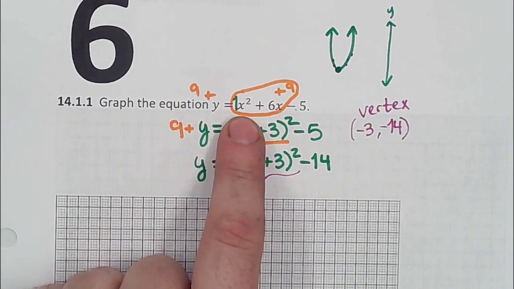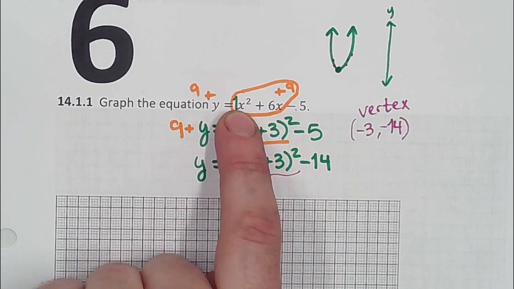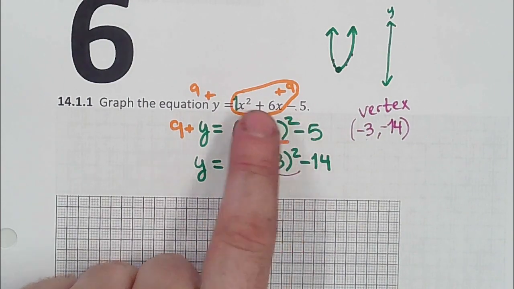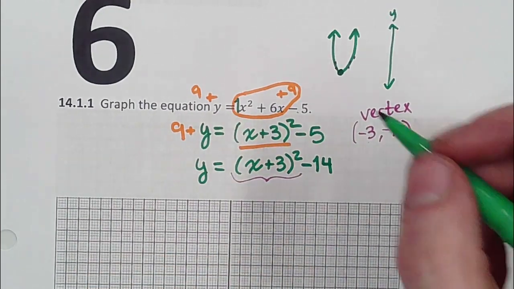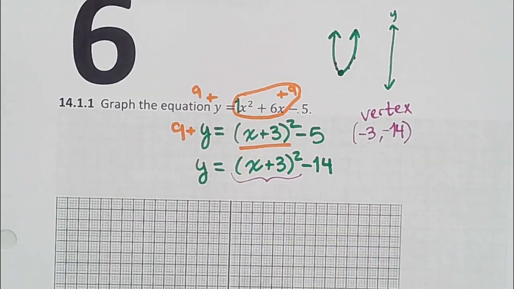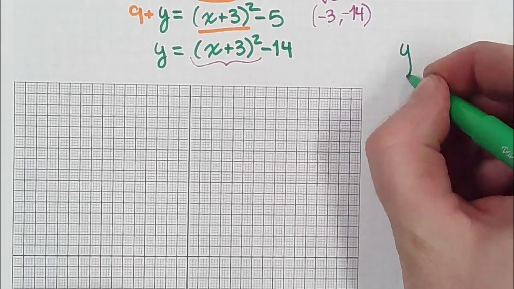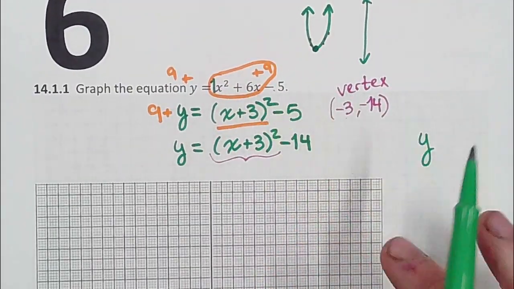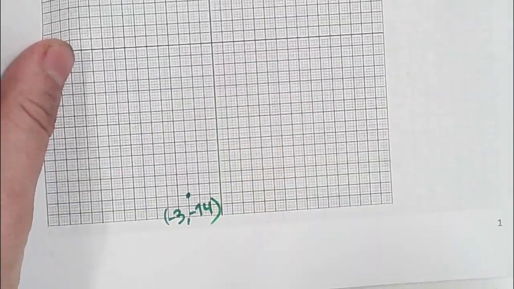Now, this has an a value in the front of 1, right? Talking about our standard form, A is 1, B is 6, C is negative 5. A is 1, which tells us it's going up because it's positive. And it's also going at a normal rate. So the 6 and the negative 5 right here really only adjust where our parabola starts, for our vertex.